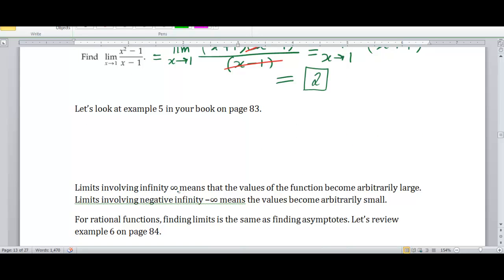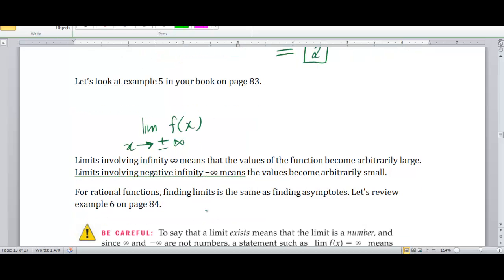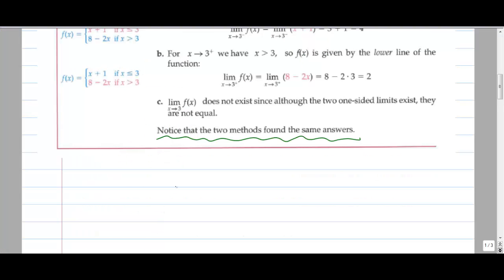Limits involving infinity. This is saying the limit of a function as x approaches maybe positive infinity, or it could be negative infinity. Limits involving positive infinity means the values of the function become arbitrarily large. Limits involving negative infinity means the values become arbitrarily small. For rational functions, finding limits is the same as finding asymptotes. So let's look at example 6.